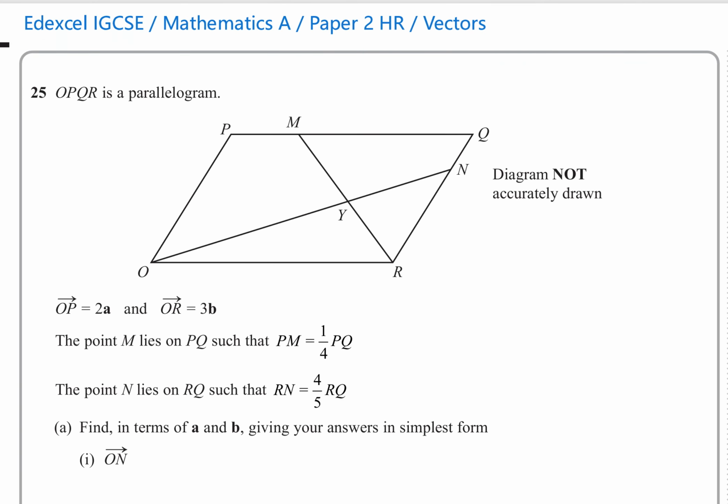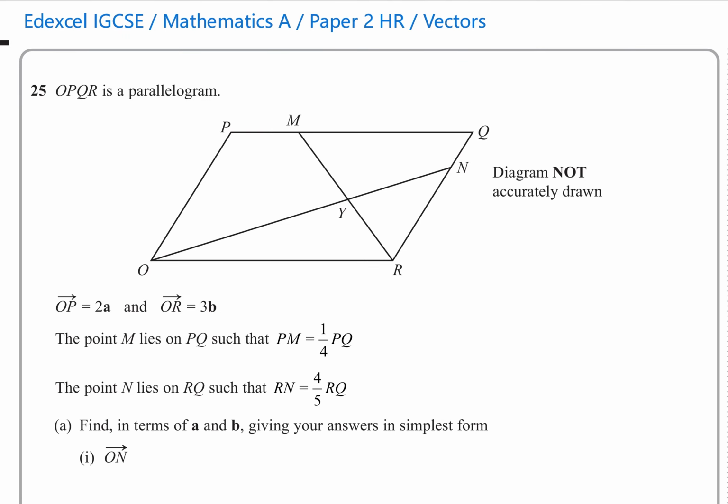Of course, we are going to start with part A, which is saying that OP is 2A. So let's mark the vectors out. OP is 2A, and OR is 3B. So here we have 3B.